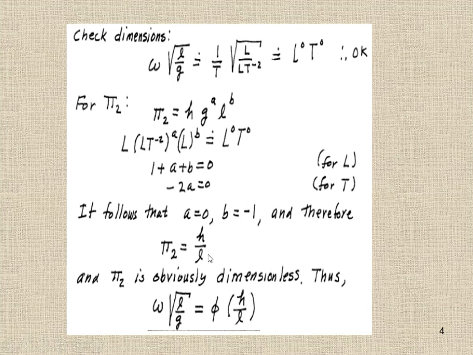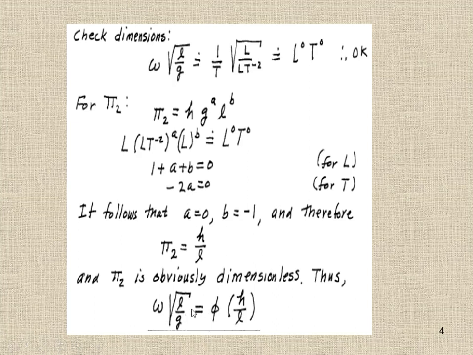Now we have to recheck whether this relationship is dimensionally possible. Definitely this is also L, this is also L, because the dimension of the height is L and the dimension of the length is also L, so they cancel each other. So this is a dimensionless parameter. So we can write omega under root L over g is a function of h over L. Okay, so this is the relationship we have found.